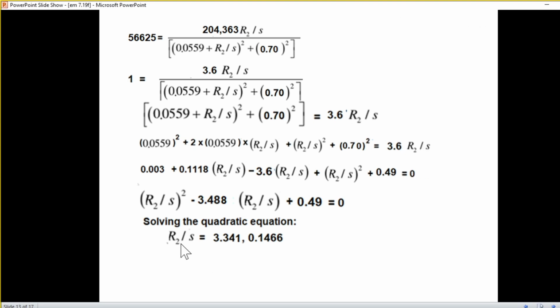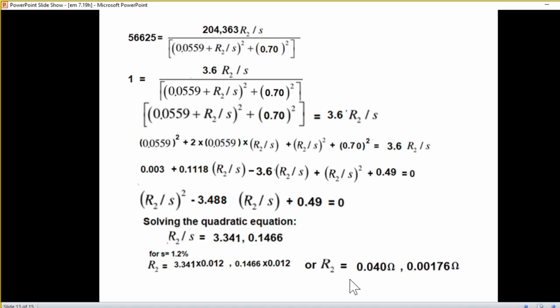So we have found R2 over S. Now we know the value of S, which is 0.12. So we multiply with that to get R2. So from here, R2 can be written as 0.040 and 0.017. We'll rename them as R2 single dash and R2 double dash. Now the question is which one to select.